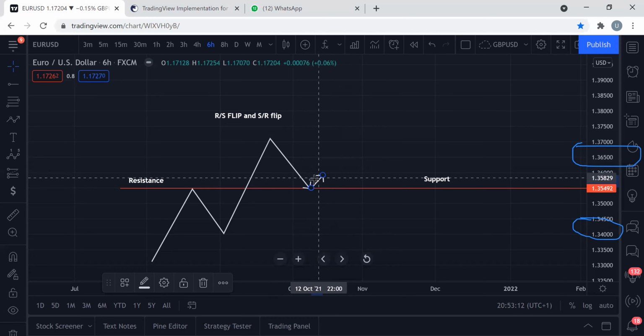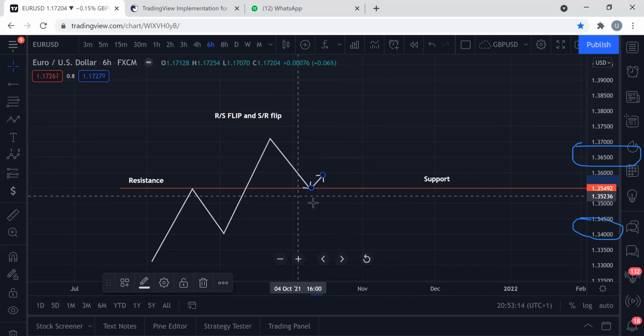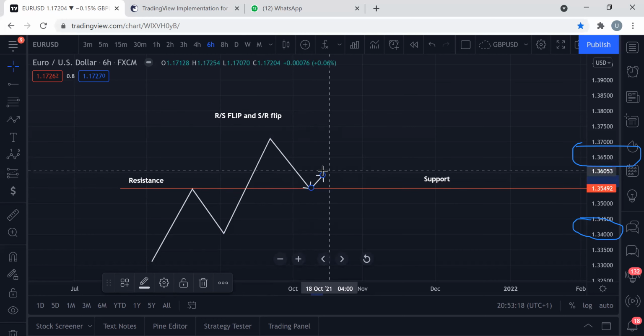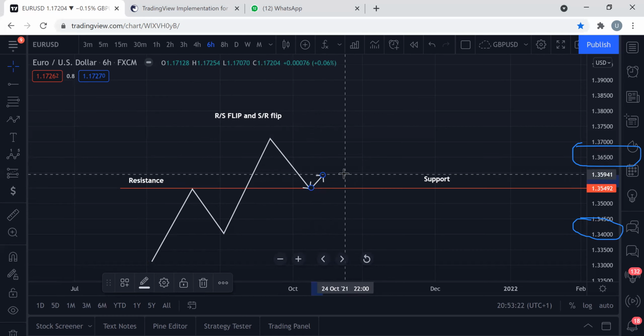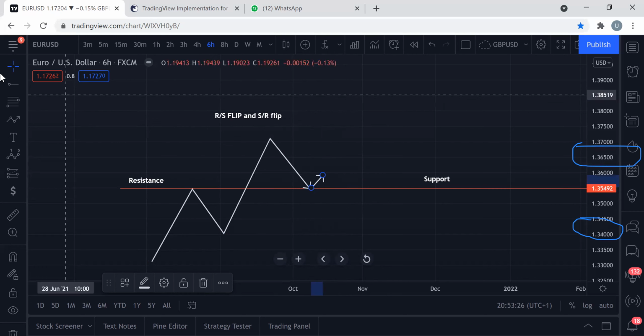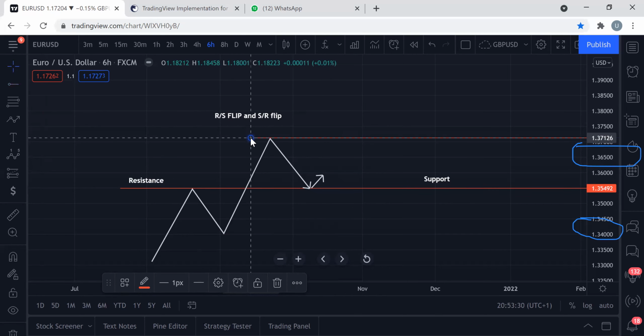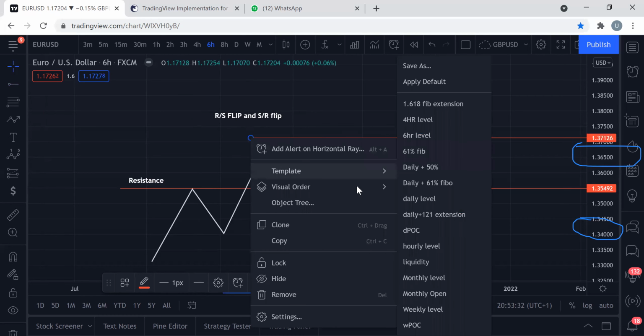So immediately, you'll be looking for a reversal candlestick, maybe a hammer or a bullish engulfing candle. Once you see that, that's where you open your buy. You understand? And for the very conservative one, you wait for break of structure.